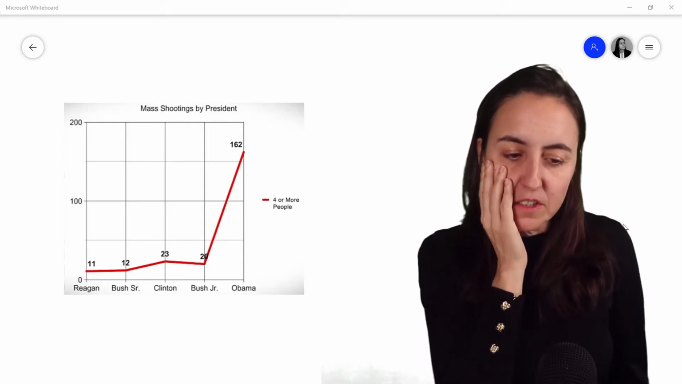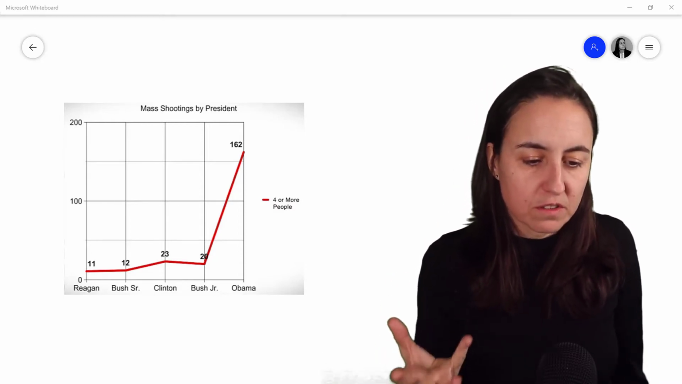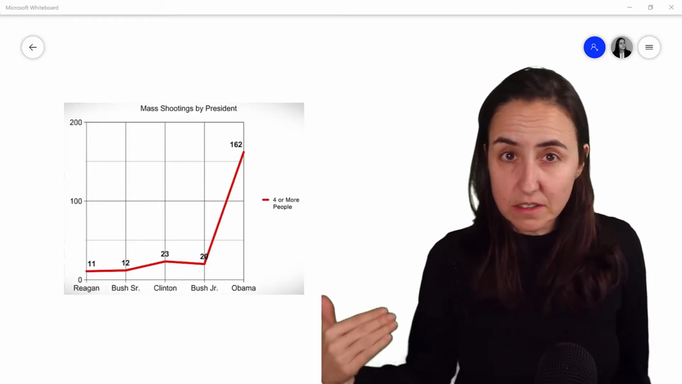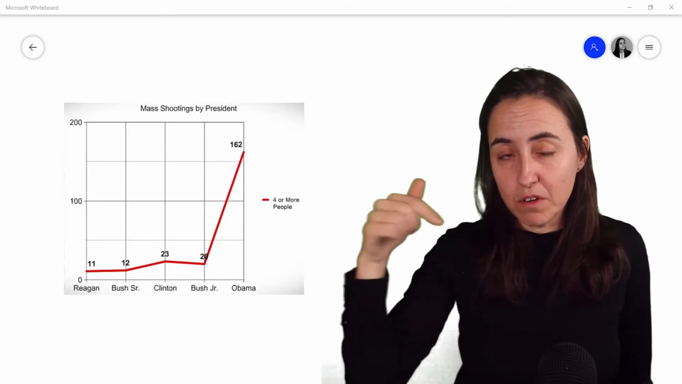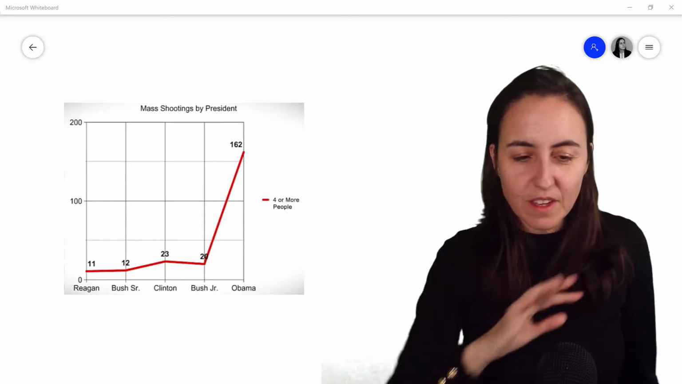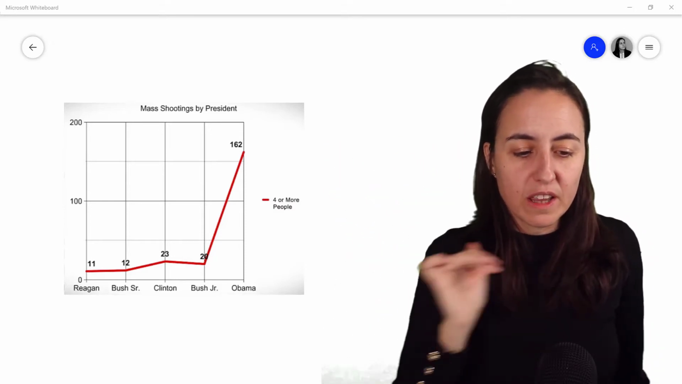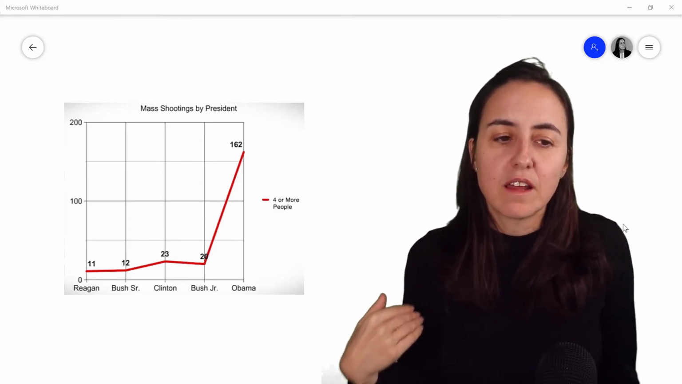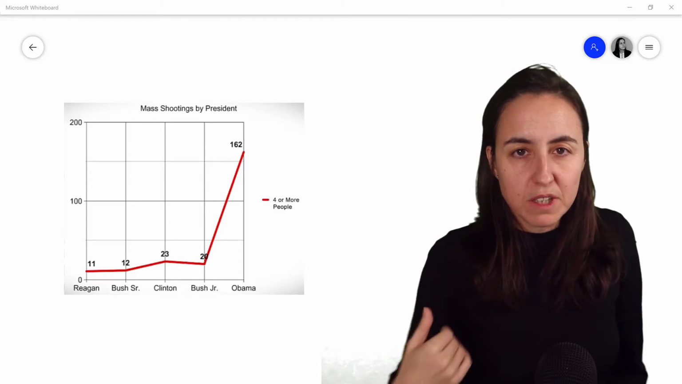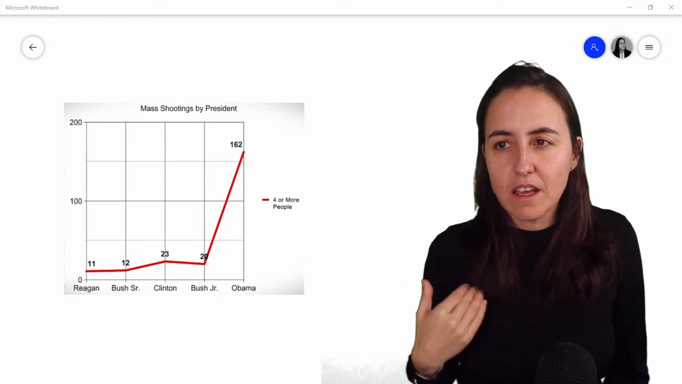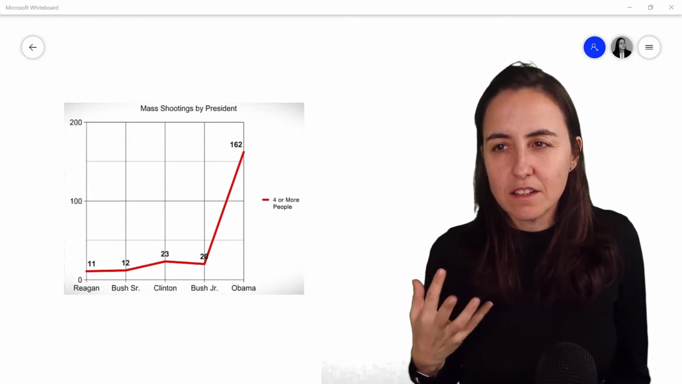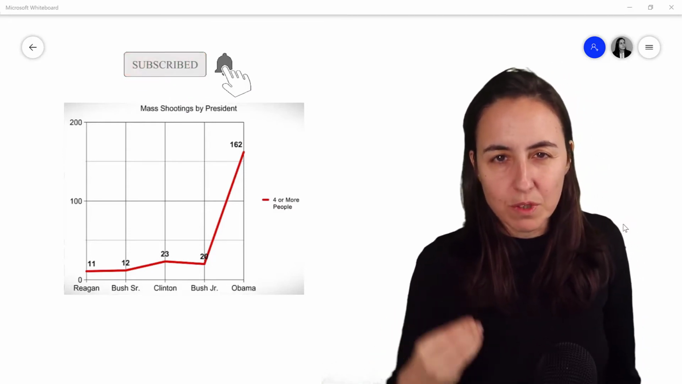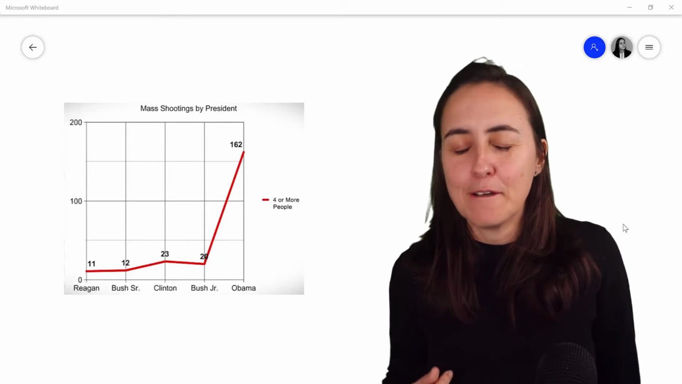So what is the problem with the chart? I mean, there's nothing wrong with the construction of the chart. You see the number of mass shootings on the Y, you see the presidents on the X. So there's nothing wrong with the actual chart itself. The problem is that what Truth Stream Media did is that they changed the way mass shooting is measured depending on which president they were reporting on.